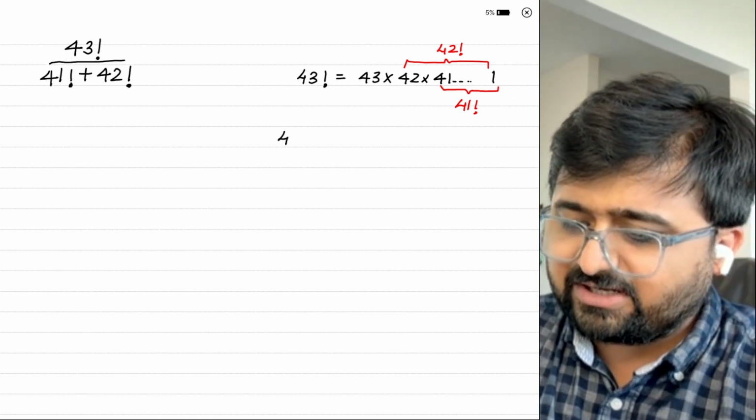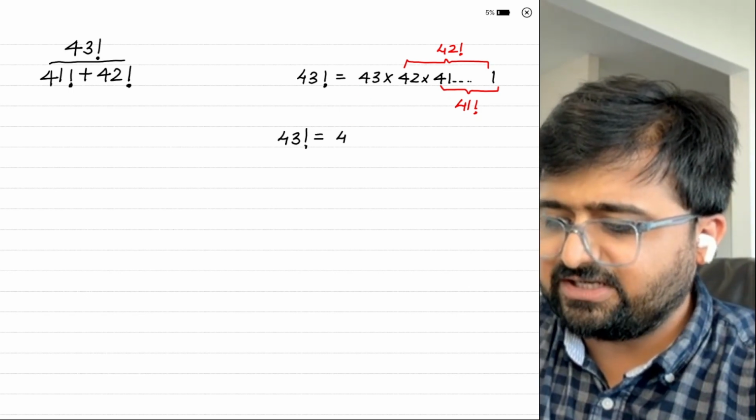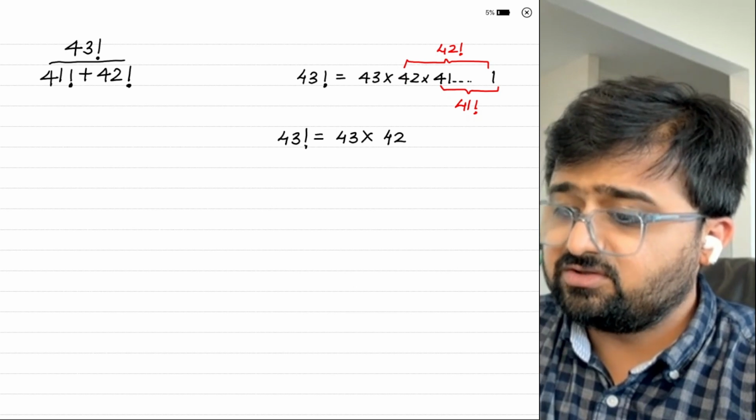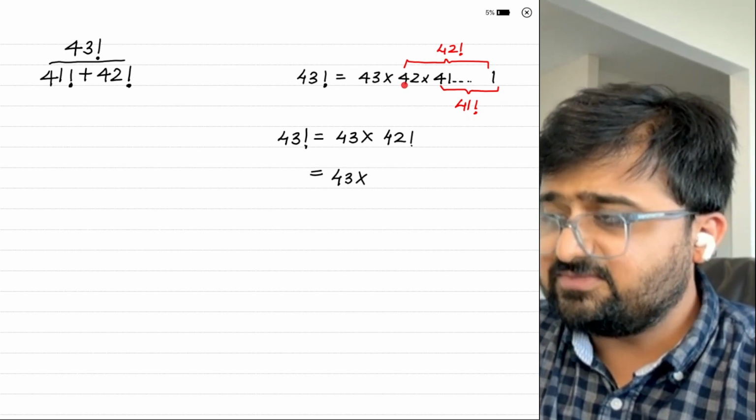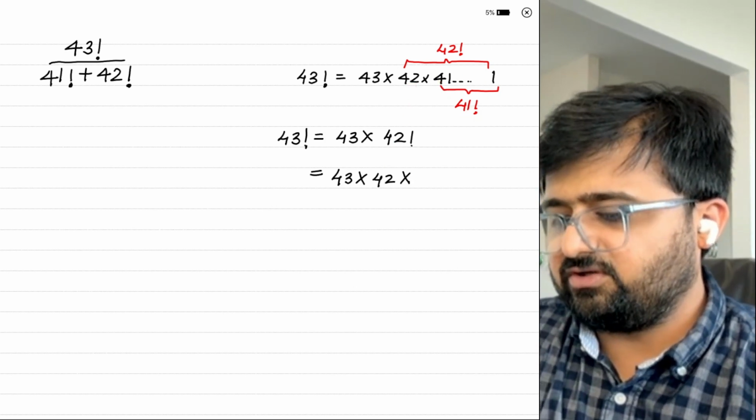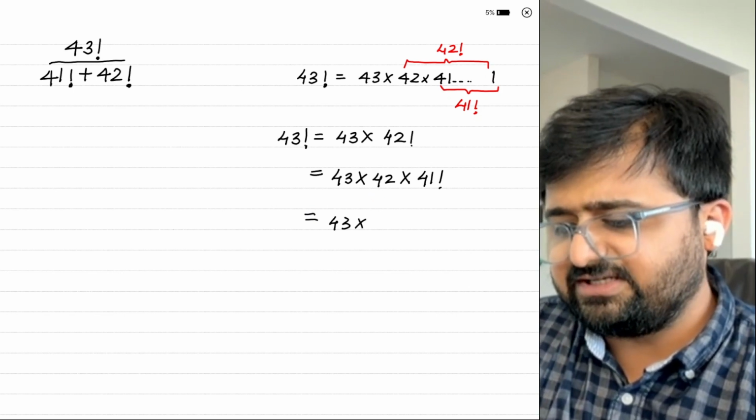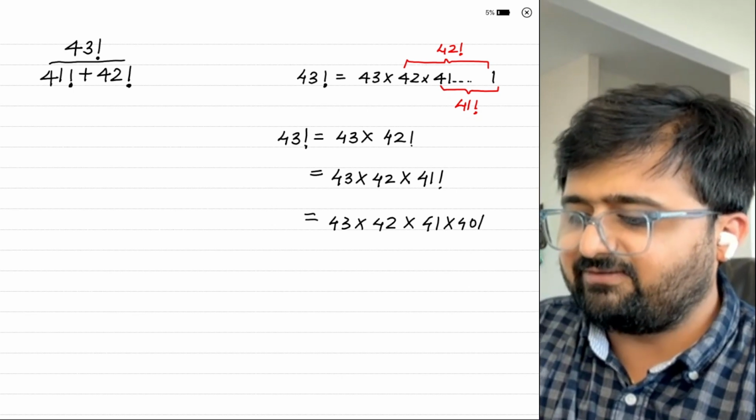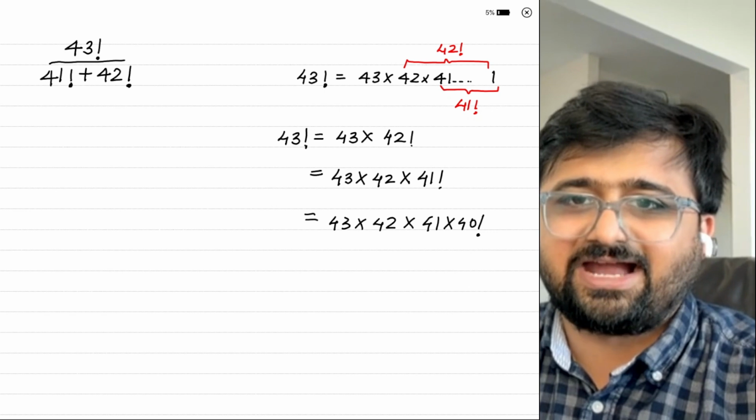One way to write 43 factorial is 43 times 42 factorial, or you can write it as 43 times 42 times 41 factorial, and so on. You can keep expanding this idea. You can also write it as 43 times 42 times 41 times 40 factorial, and so on. You can just do it as per your convenience. That's a very interesting fact about factorial.